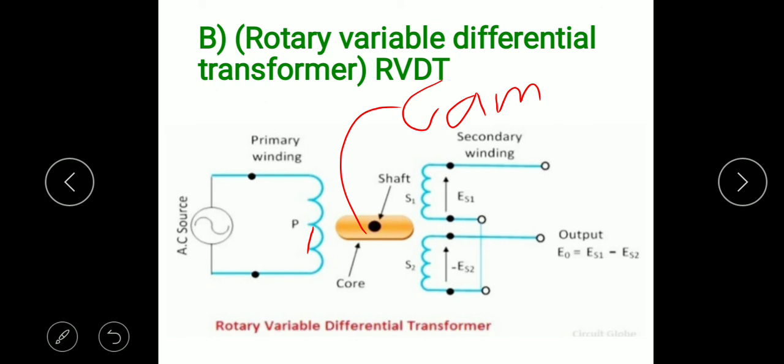And now the function is the same again. Here the working is like the LVDT. Don't get confused. All the theory related to the LVDT you can write for the RVDT. Just one thing you must change: instead of the linear displacement, you have to mention the angular displacement.